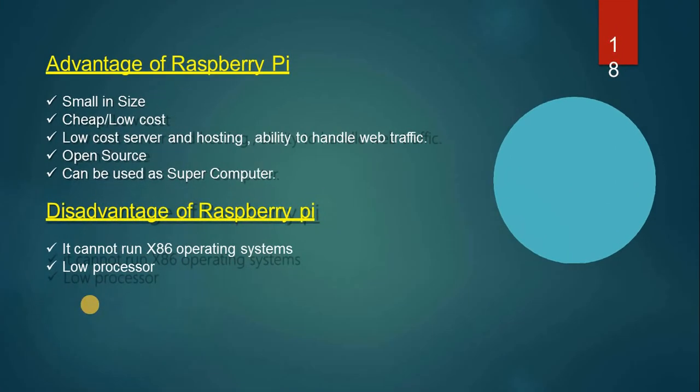The last point of the video is advantages and disadvantages of Raspberry Pi. Starting with the advantages, first advantage of Raspberry Pi is it is small in size. Second is it is inexpensive, that is, it is low cost. Third is low cost server and hosting ability to handle web traffic. Fourth is open source and it can be used as a supercomputer. Disadvantages of Raspberry Pi. Number 1 is it cannot run x86 OS and number 2 is low processor.